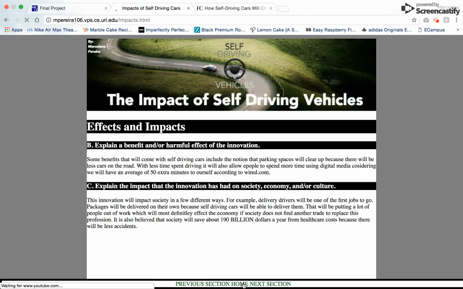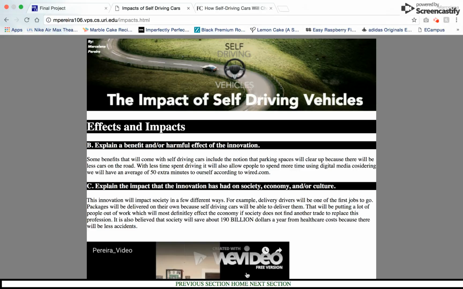And the next section is the effects and impacts, which I kind of just briefly talked about. So question B states, explain a benefit and or harmful effect of the innovation. So one thing that is really beneficial about the innovation is that there'll be less time driving, and according to wired.com, the average person is going to have about 50 extra minutes to ourselves a day with self-driving cars. So that will make us much more productive, or maybe we'll just spend more time on our phones.